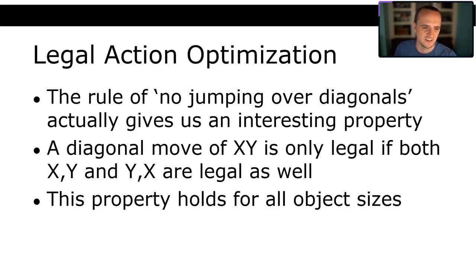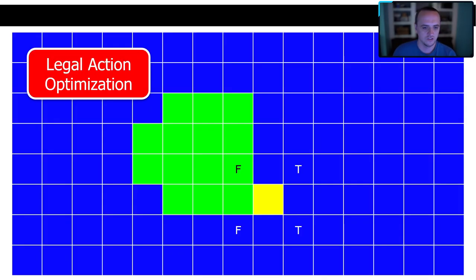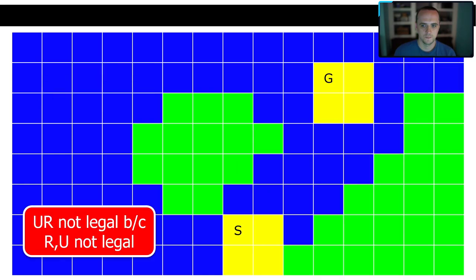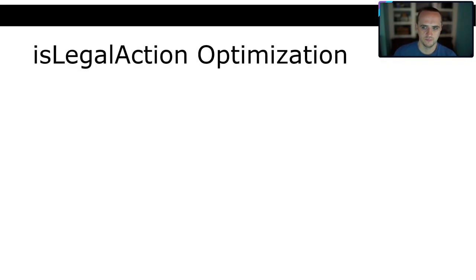Legal action optimizations. I talked about this a little already. The rule of no jumping over diagonals gives us an interesting property. The move of a diagonal XY is only legal if X and Y are also legal, and it holds for all objects. So this is what someone mentioned before, and I had this in the slides before, that up-right is only legal because the surrounding actions are legal. So when you go to compute your diagonal actions, whether or not they're legal, you could use this if you want to. All right. And I gave this one before, so I won't go over it.